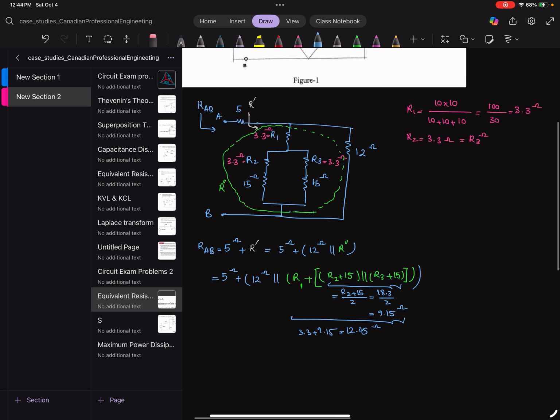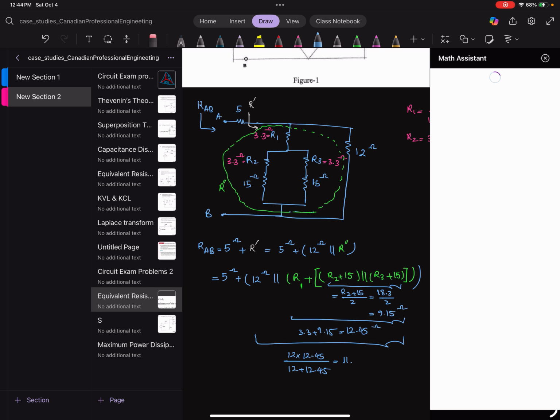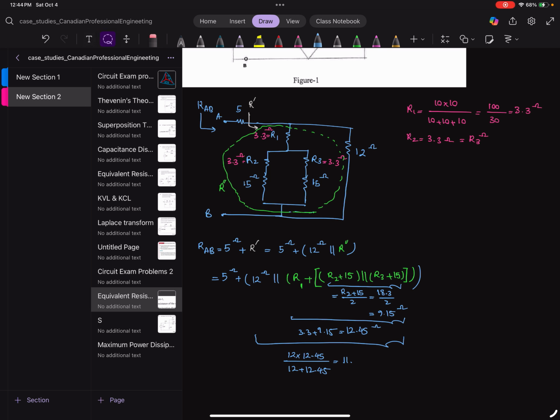Now 12 ohm is in parallel with this, so it's going to be 12 multiplied by 12.45 over 12 plus 12.45. Because they're very similar in value, I'm guessing it's going to be 11 point something. I don't know. Let's do the math. In order for the math to work, I have to clean this up a little bit.